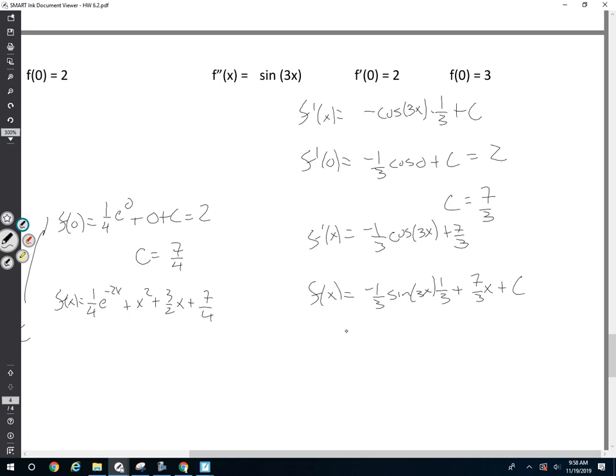F of 0 is 3. So f of 0, which is negative 1/9 sine 0 plus c, equals 3. C, thankfully, is equal to 3. So my solution is f of x equals negative 1/9 sine 3x plus 7/3 x plus 3.